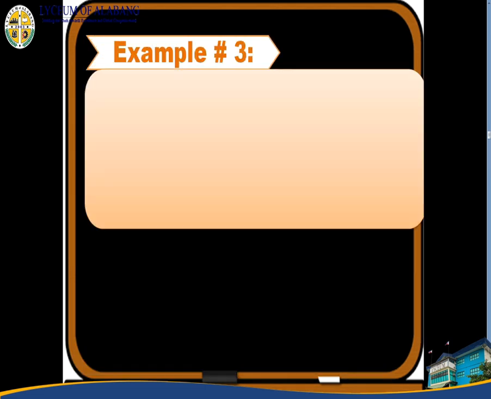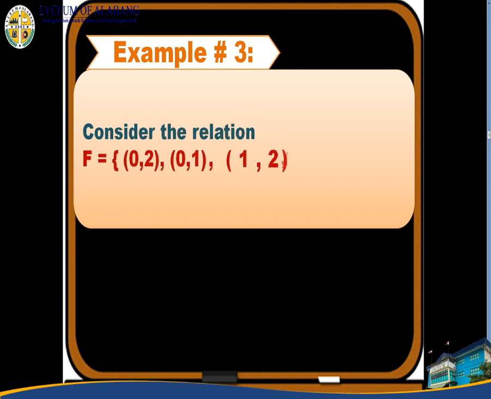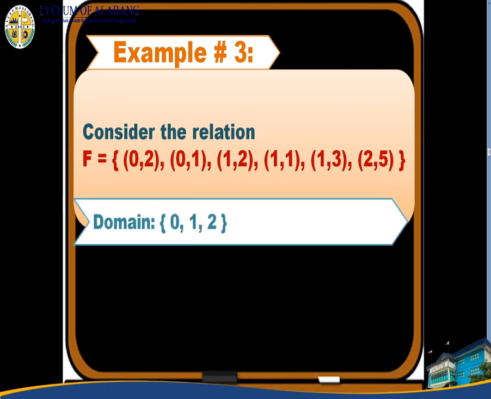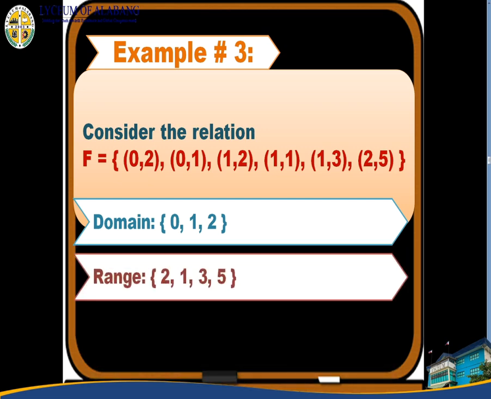Example number 3. Consider the relation f is equal to the set of (0, 2), (0, 1), (1, 2), (1, 1), (1, 3), (2, 5). Here, the relation is given as a set of ordered pairs. The domain is the set of 0, 1, and 2. And the range is the set of 2, 1, 3, and 5.